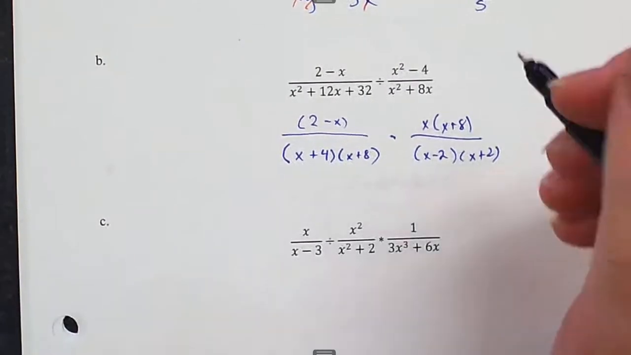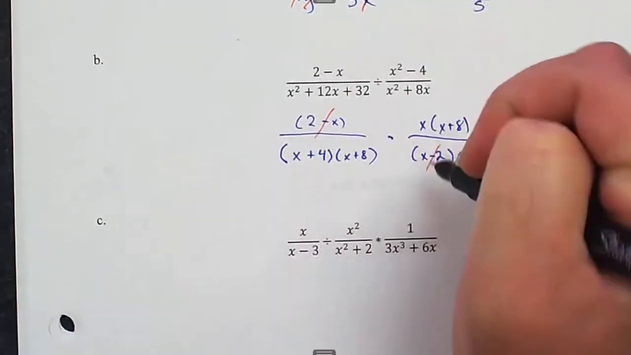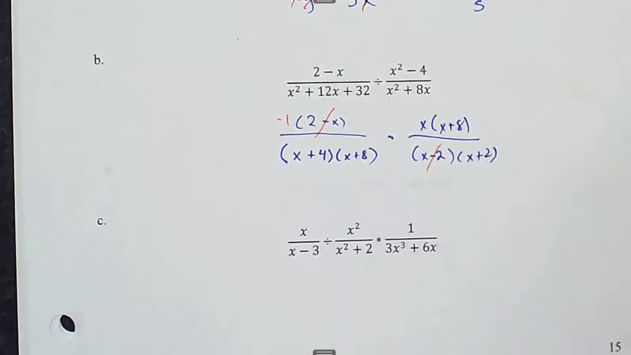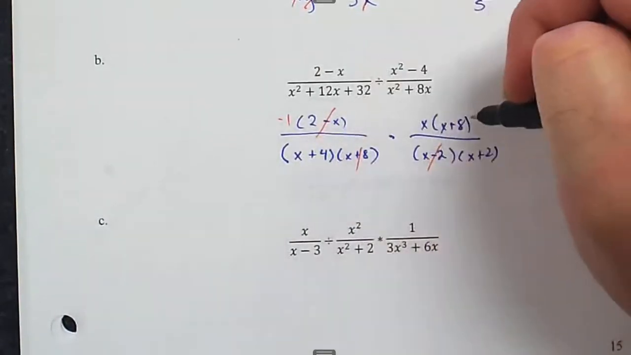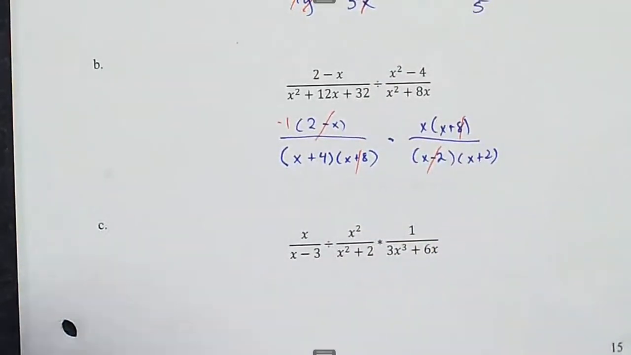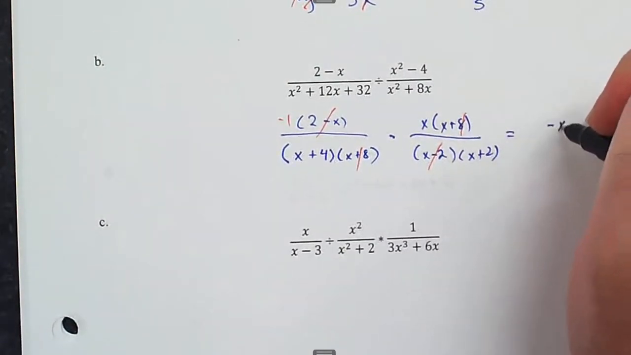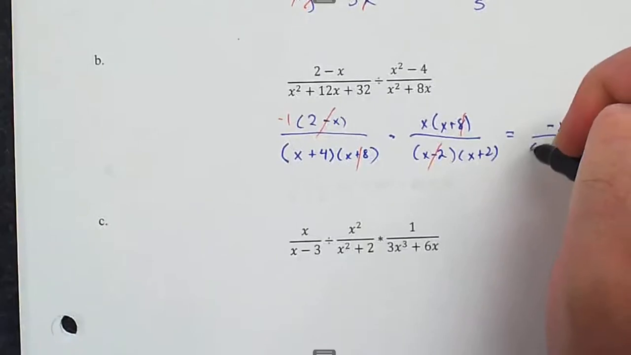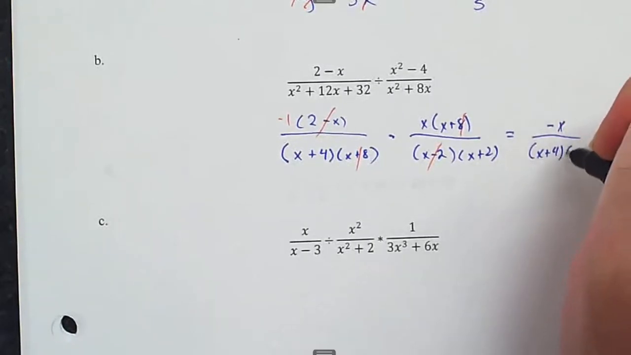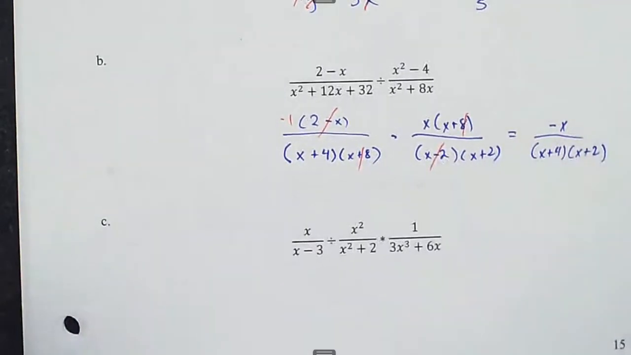Okay. 2 minus x, x minus 2, that's our negative 1. X plus 8's reduce, and we're ready to write down our answer. So on top, I got a negative 1 times x. On bottom, I have x plus 4 and x plus 2.